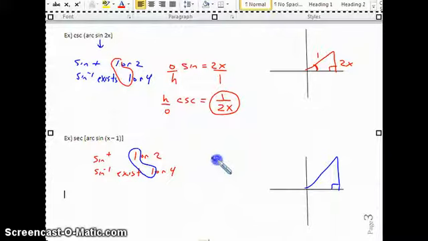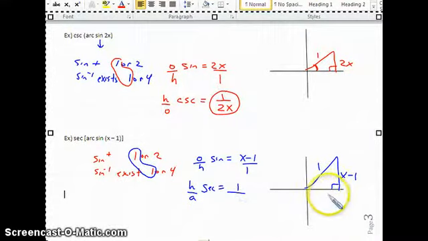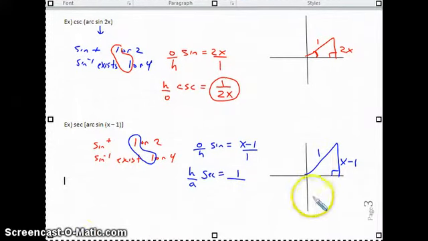And let's draw one now that has a sine equal to x minus 1. I know sine is opposite over hypotenuse, so I'll make that a fraction. And I want you to find now the secant. Secant is equal to the hypotenuse over the adjacent side. So hypotenuse would be 1, and the adjacent side is what I have to find. So to find that, I'm going to have to use the Pythagorean theorem.